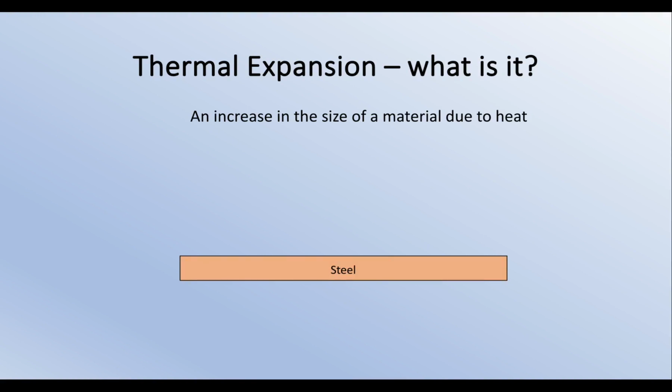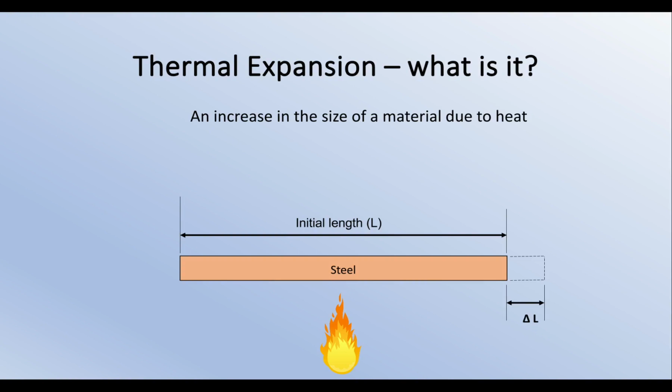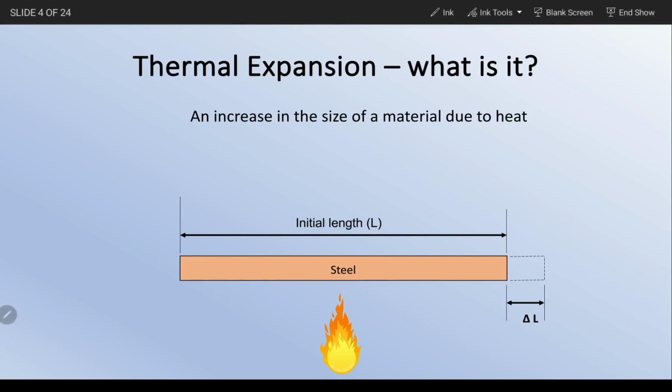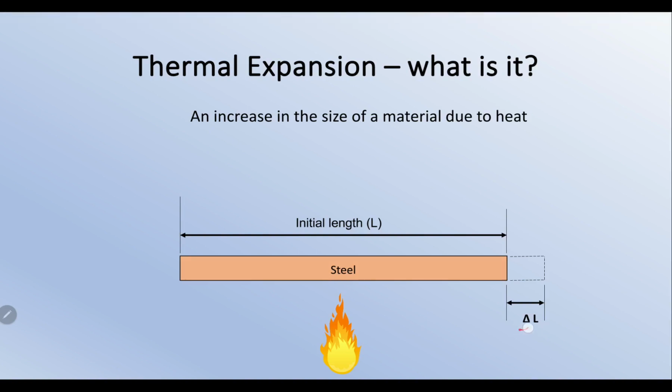Let us say we have a bar of steel of initial length L. It could be 2 meters, it could be 1 meter, it could be 10 centimeters. We just call it L. So the initial length of the bar is L, and then when I heat it up, all that happens is it expands a little bit, and this change in length is what we call delta L. The triangle that you see here is the Greek symbol delta. Delta L is nothing but the change in length.